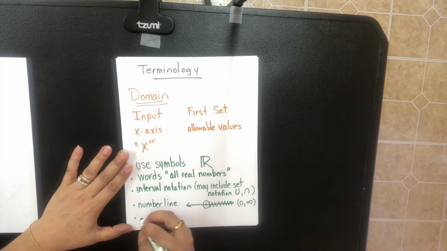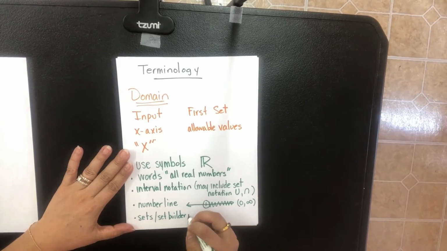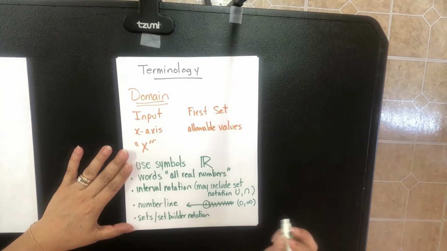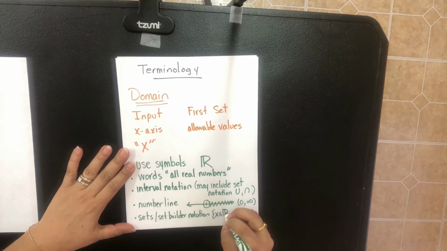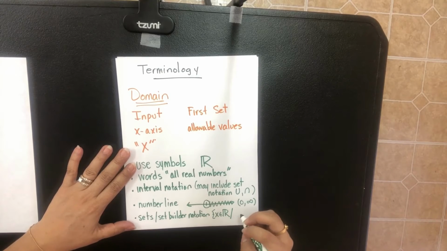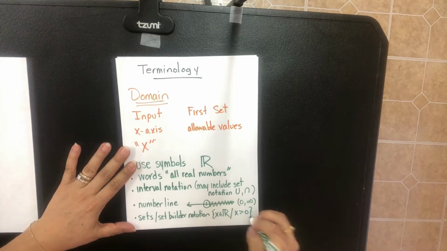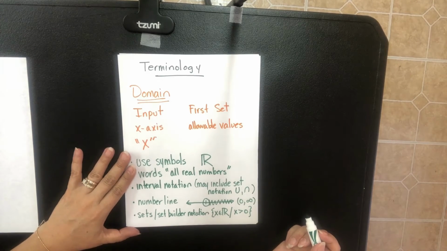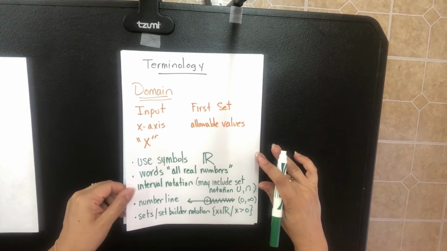And then also we can use sets to communicate, either listed or set builder notation. And so, for example, this 0 to positive infinity would look like x, an element of the reals, such that, you can use a slash or a colon, x is strictly greater than 0, and then close that. So if you need some more information about set builder notation, just let me know and I'll try to add something in there like that. Okay, so there's terminology.